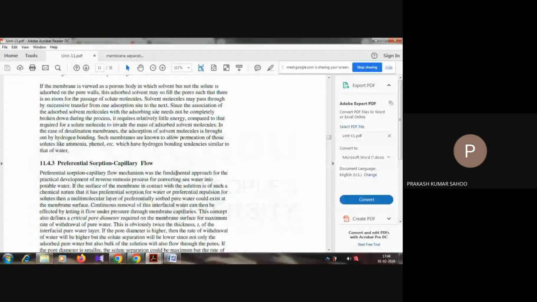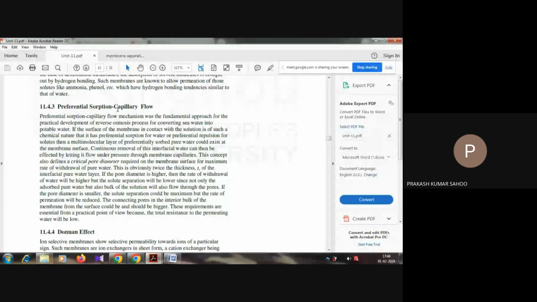Then we have preferential sorption or capillary flow. Sorption means this includes both adsorption and desorption. So the mechanism which involves both adsorption and desorption is said to be sorption. So when the sorption mechanism is applied to a capillary flow, that means a very thin capillary tube is there, then it is the fundamental approach for the practical development of the reverse osmosis process for converting seawater into potable water.